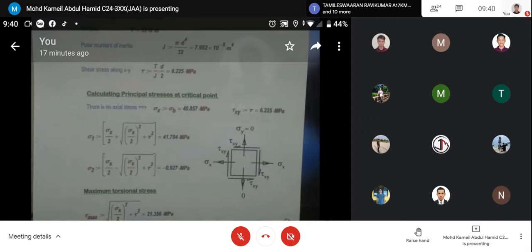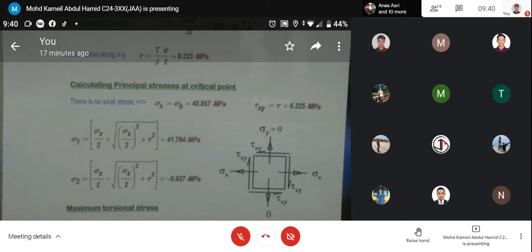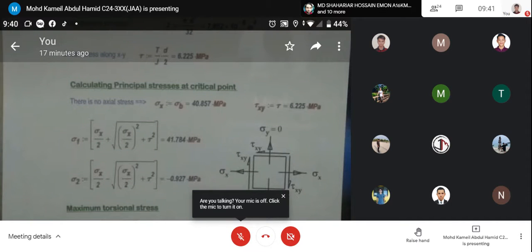Then we have to find the principal stress, the maximum tensile, sigma 1. Sigma 1 is equal to sigma x divided by 2 plus the square root of (sigma x over 2) squared plus tau squared. Just substitute the sigma x value and tau xy value, and you get sigma 1 equal to 41.784.